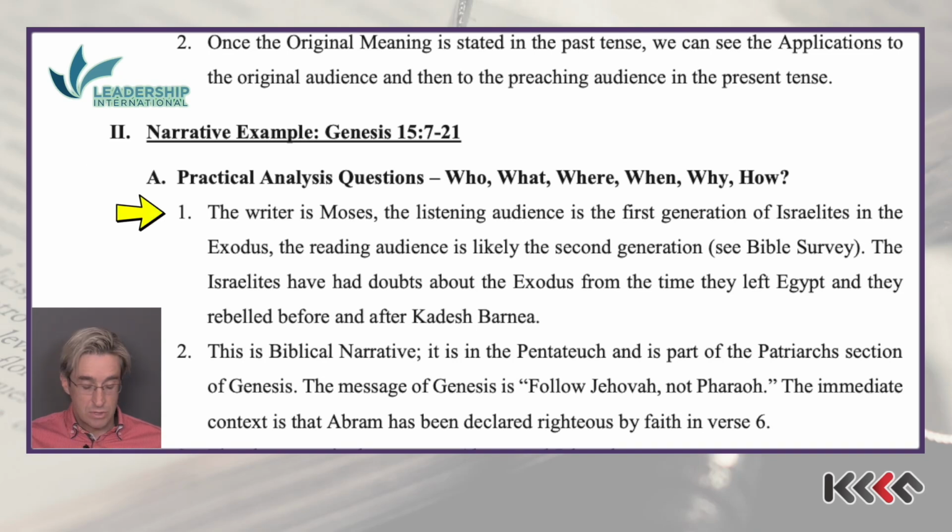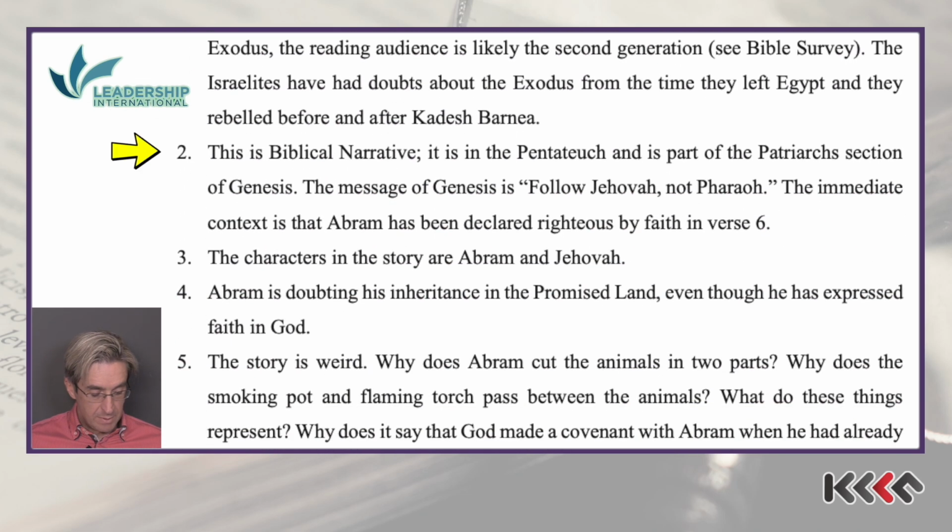In Genesis, of course, the writer is Moses. The listeners are the audience of the first generation of Israelites in Exodus. I'm on page 20 if you're not following. The reading audience is likely the second generation. The first people were addressed to; the second generation were the people that read that. The Israelites had doubt about the Exodus from the time they left Egypt and they rebelled before and after Kadesh Barnea. This biblical narrative is in the Pentateuch.